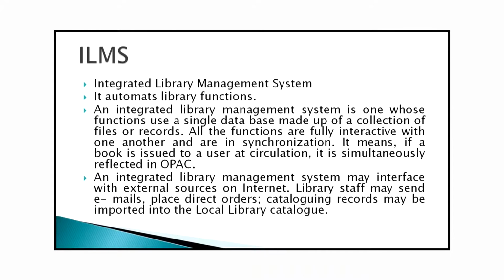An integrated library management system is one whose functions use a single database made up of a collection of files or records. All the functions are fully interactive with one another and are in synchronization. It means if a book is issued to a user at circulation, it is simultaneously reflected in OPAC. An integrated library management system may interface with external sources on internet. Library staff may send emails, place direct orders. Cataloging records may be imported to the local library catalog.